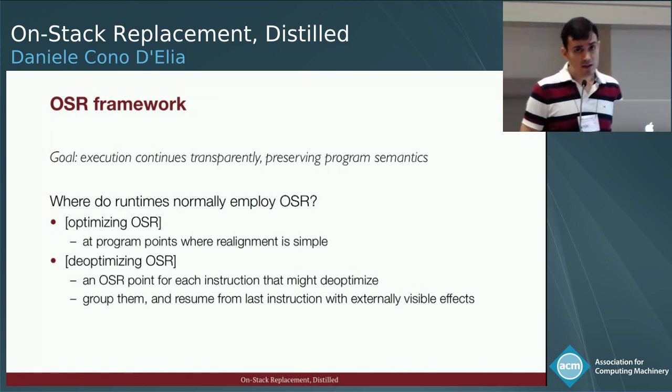But for deoptimization, the story is different because you have to decide where to perform it, and one strategy will be to put an OSR point for each instruction that may actually cause the deoptimization, and this approach was followed in HotSpot. Or you can decide to group OSR points, and in this case you resume from the last instruction that has externally visible effects. So you can discard all the intermediate results that are not externally visible, and this is the approach they have in Graal.